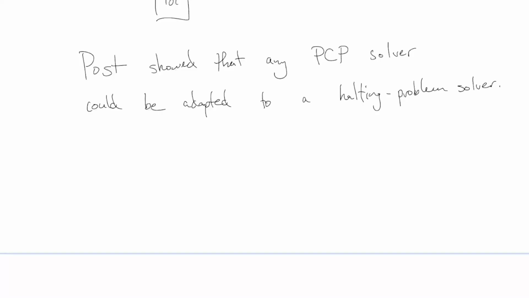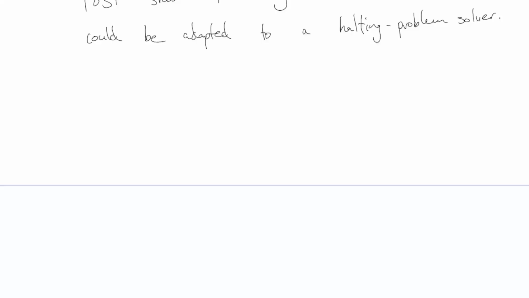Right? A halting problem solver cannot exist, and so therefore this means that a PCP solver also cannot exist. And I want to show you specifically how it's done because I think it's really cute. Let's do a particular example here. This is not really Post's full proof. You can read his paper about it if you really want to. I'm going to just make up a simple Turing machine here.